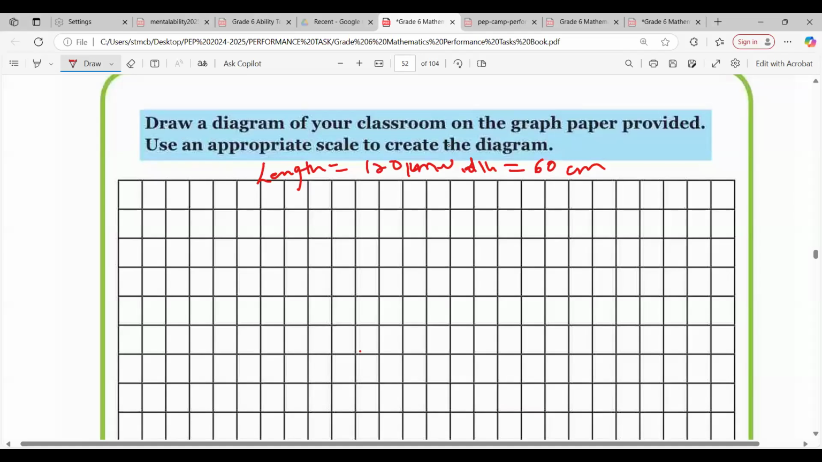Now we need to represent this on this grid right here using a particular scale. This is: use an appropriate scale to create a diagram. Now, they are not expecting you to measure 120 centimeters across and 60 centimeters down, right? They're not expecting that. So what they're expecting you to do is to choose a scale. So I'm going to put a few persons on the board so they can suggest how we could do that. The first person will be Deandra.